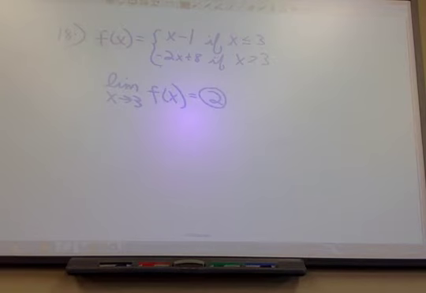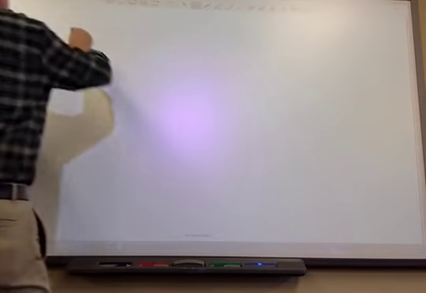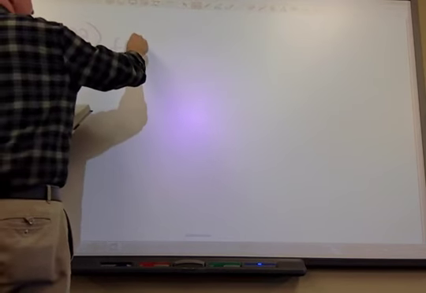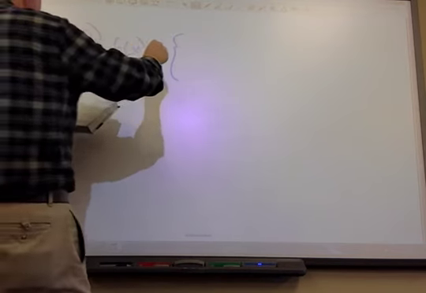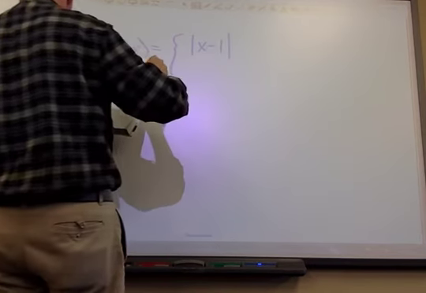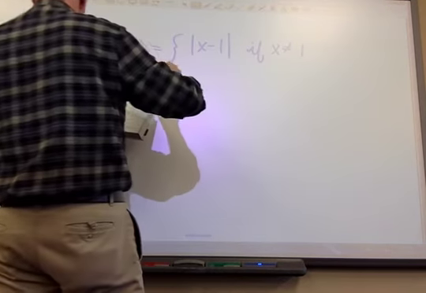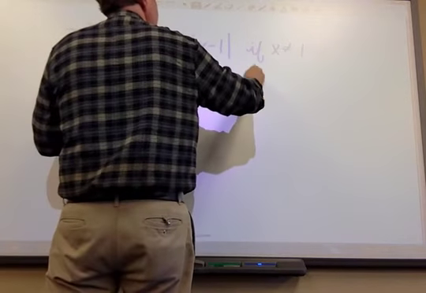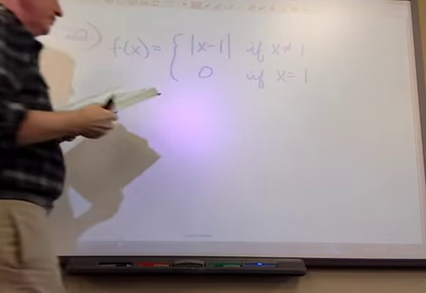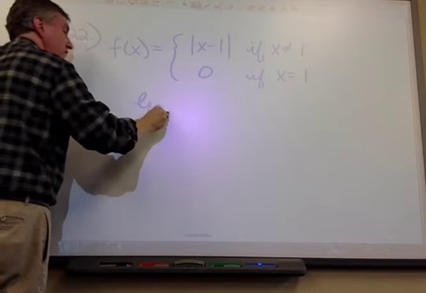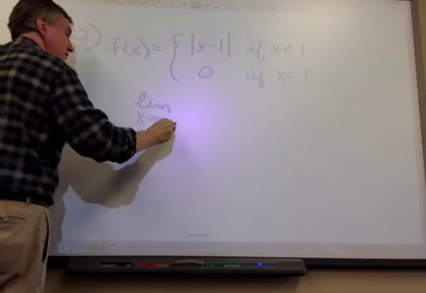Let's see. How about 22? Says f of x is absolute value of x minus 1 if x is not 1 and 0 if x is 1. They want me to find the limit as x approaches 1 of f of x.